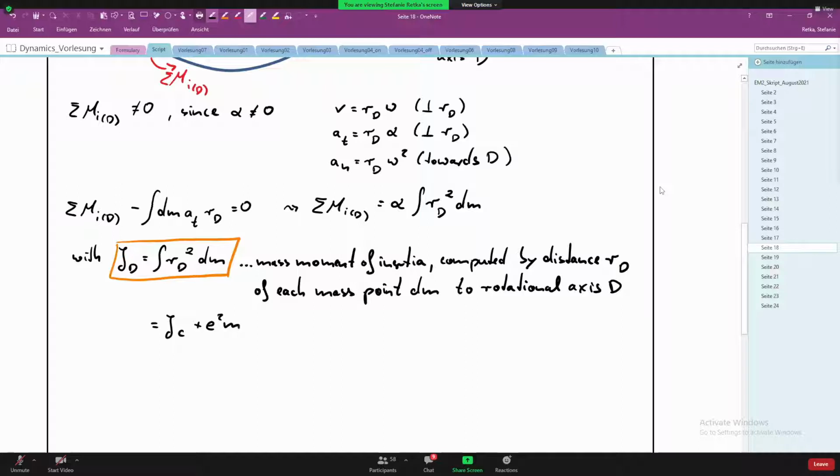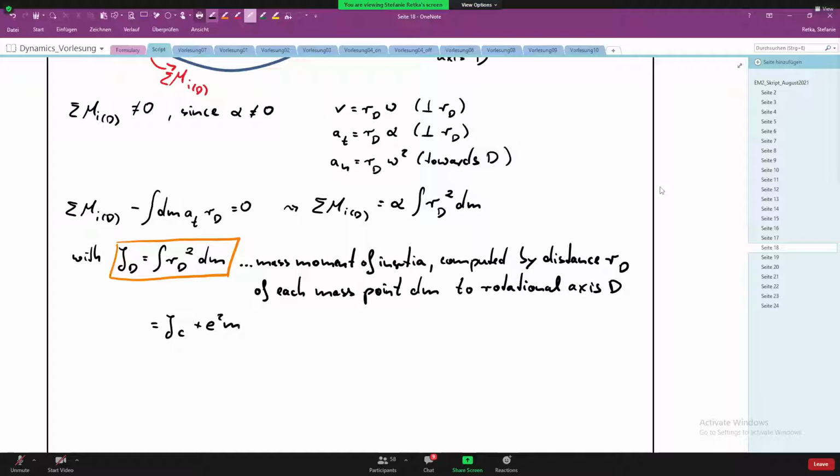Alpha is constant. Alpha is not dependent on the position. The angular acceleration has the same value over the entire rigid body. That's why we do not have to integrate over alpha. It can be outside of the integration. Okay, again, JD, the mass moment of inertia of a general axis, can be computed by the mass moment of the center of gravity plus Steiner share.